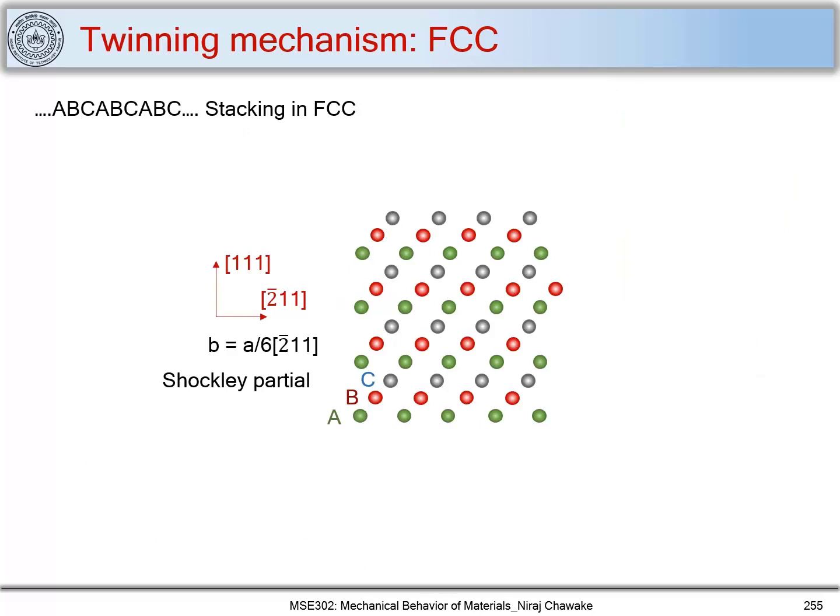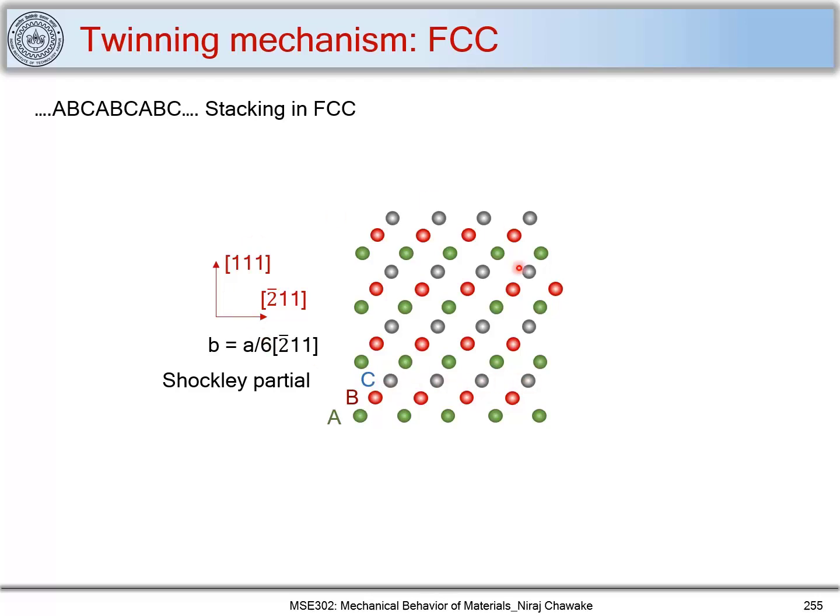So let's look at the twinning mechanism, and let's consider the face-centered cubic. If you open any standard textbook, they will be explaining twinning in terms of FCC materials. In FCC materials you have ABC stacking. We have seen this stacking, which is the ideal stacking in FCC. Here I have mentioned three layers, ABC: A is represented by green, B is represented by red, and C is represented by this ash color.